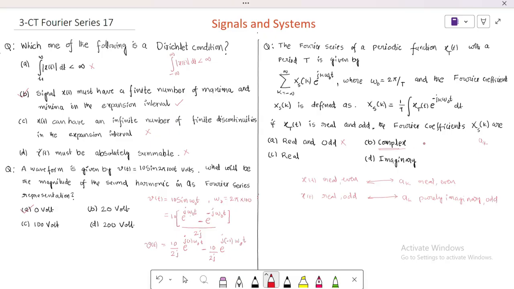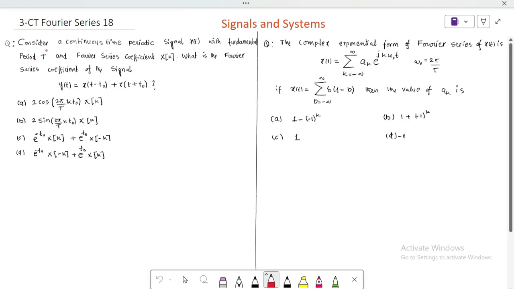So it is purely imaginary. Complex means aj, the ak equal to aj into j into bk, is it? So this is the real and this is the imaginary part. Real is wrong. So j into bk is purely imaginary, it is not complex. That you should remember. So the option is the second one, B.